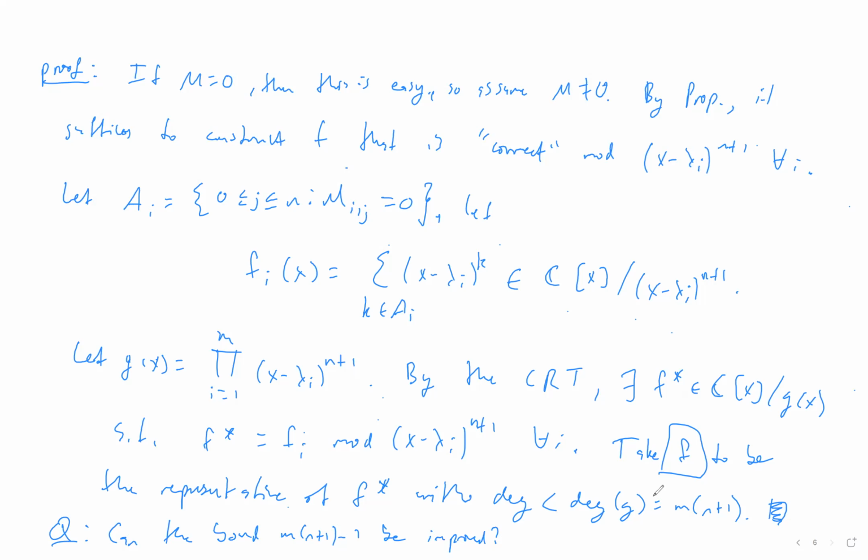And so another thing here: there's a coefficient of 1 in front of all of these (x minus lambda_i) to the k terms. I also could have chosen any other non-zero value. And so it seems feasible that if you take generic choices of coefficients here, maybe sometimes you'll be able to take f to have degree smaller than this bound. That makes sense. It does make sense, but I don't know how to do it.